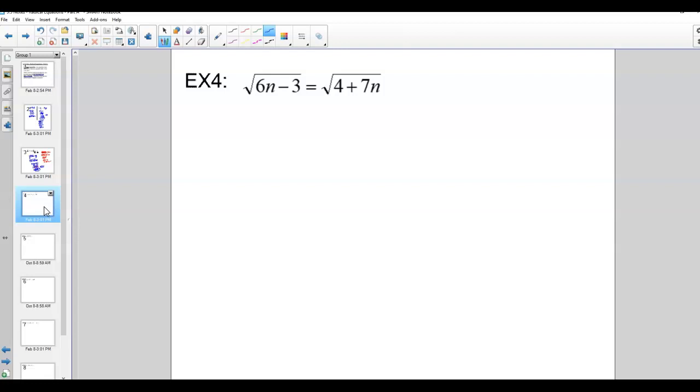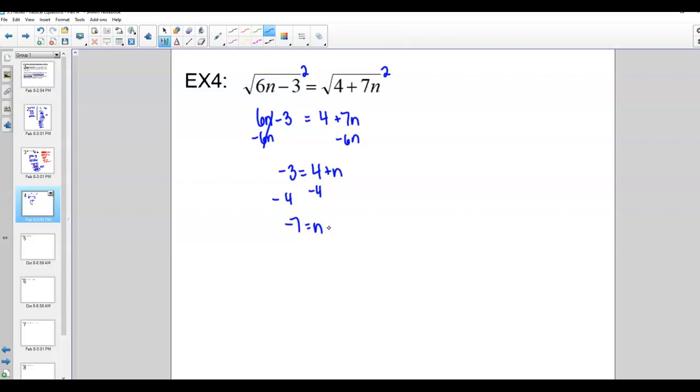Okay, let's look at this particular problem. In this case, we just have square roots on either side, and so all we have to do here is just square both sides of our equation. And so this is going to give us 6n minus 3 equals 4 plus 7n. And we want to solve this. We can do that by subtracting our 6n. So we get negative 3 equals 4 plus n. We can subtract that 4, and we get negative 7 for our n.